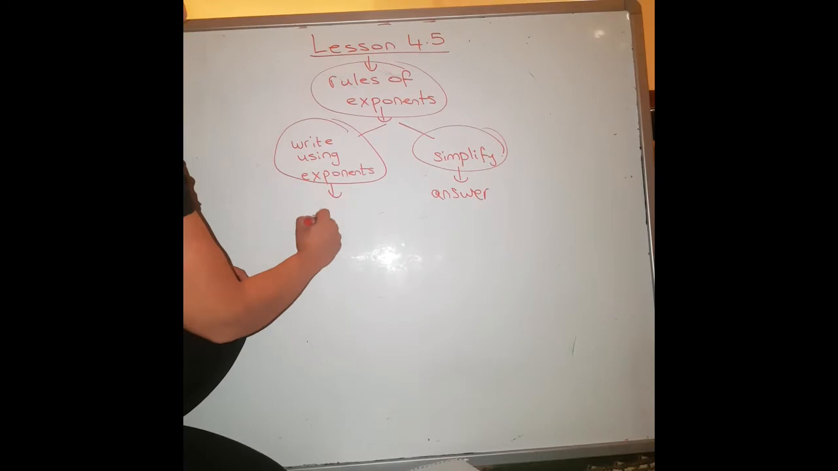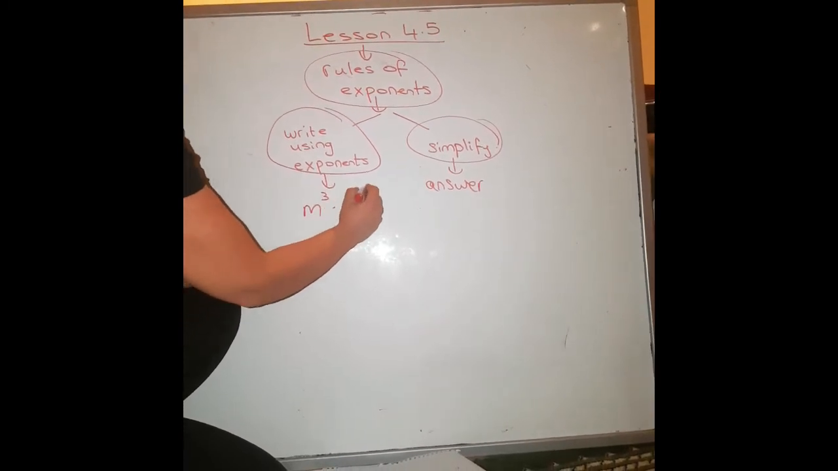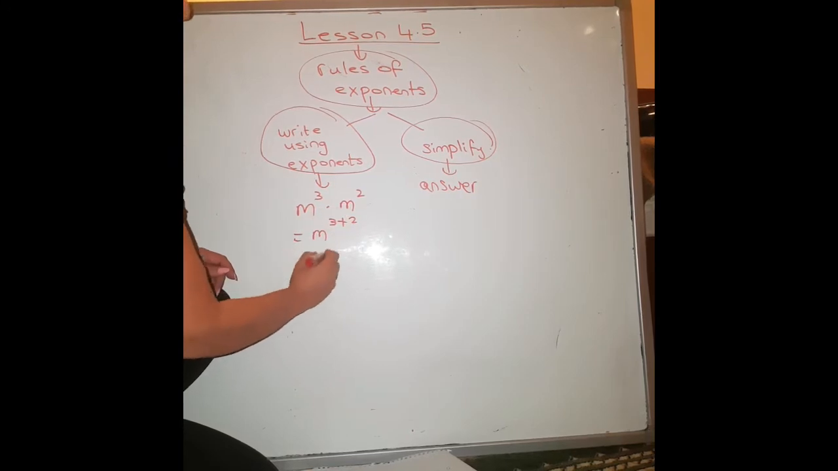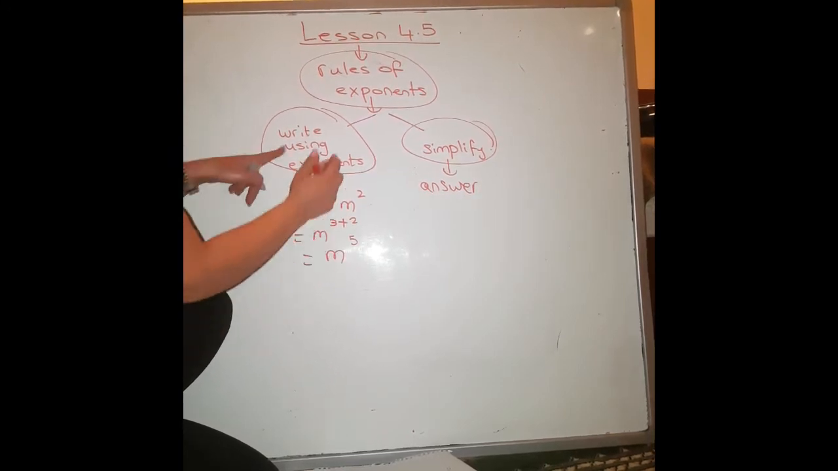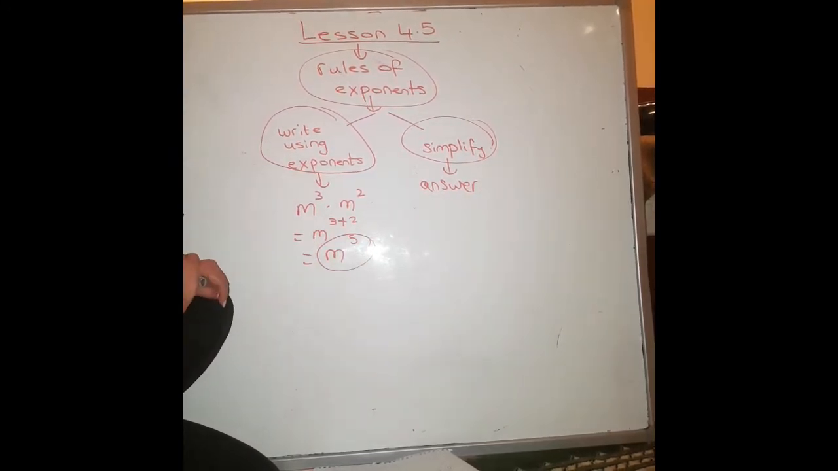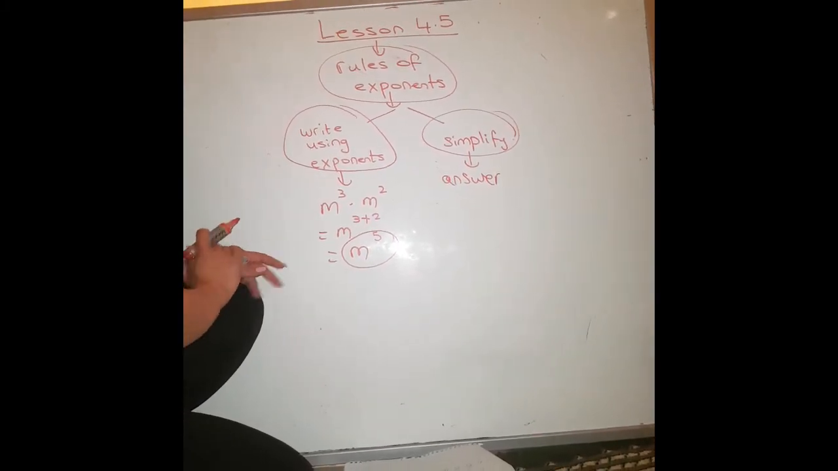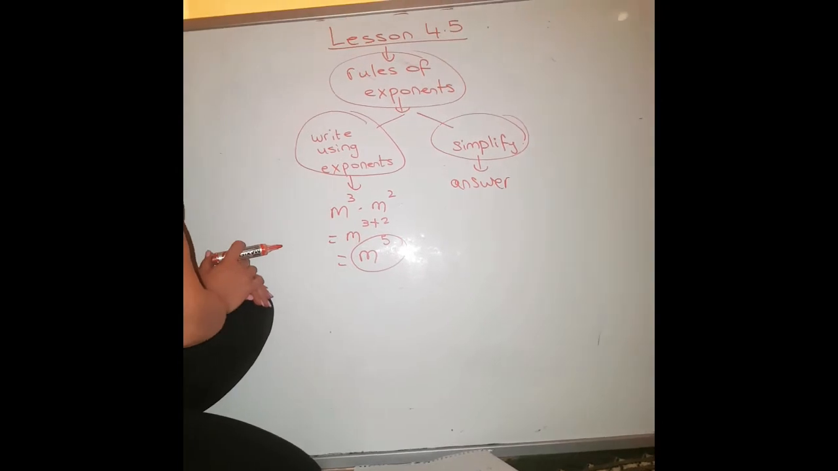Just like when I say m^3 times m^2, I'm going to do m^(3+2) because it's multiply, so it's m to the 5th power. This is using exponents. Simplify, this is our lesson. We're going to continue lesson 4.5 in a different way.